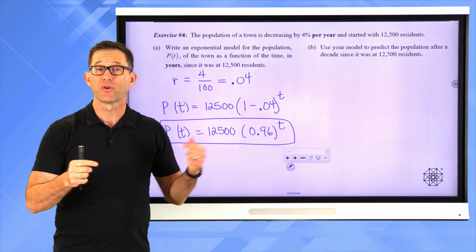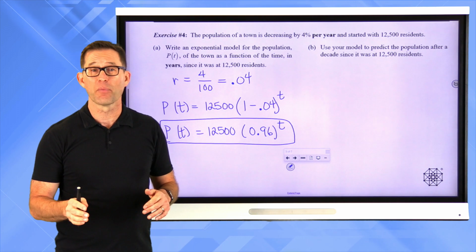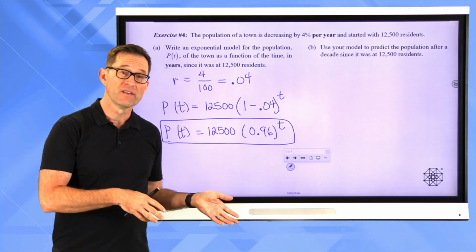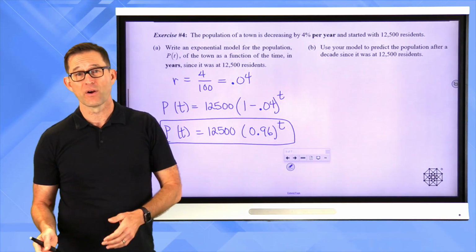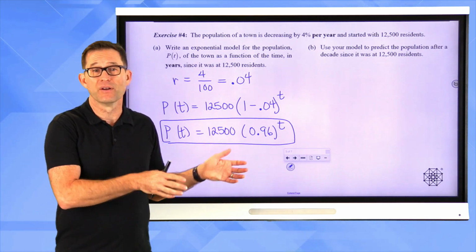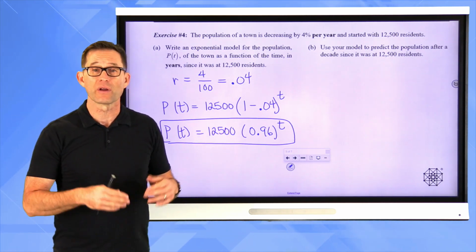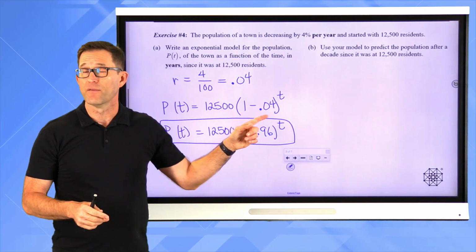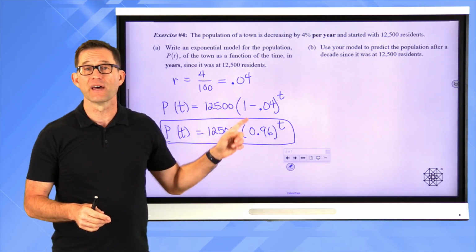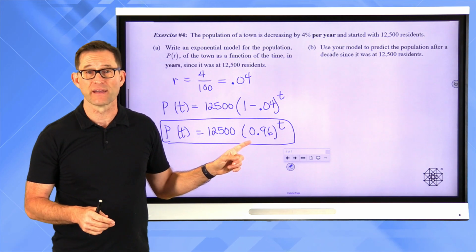And then 1 year after that, we have 96% of the population we had at the end of the first year. And then 1 year after that, again, 96% of the population we had the previous year. Each time, right? We're taking 4% away from 100% and being left with 96%.